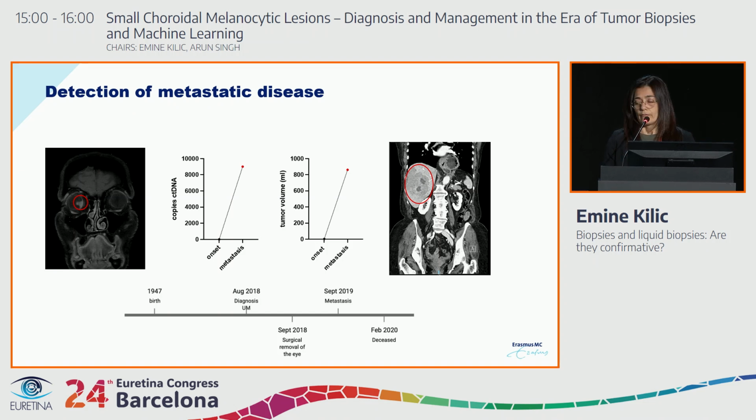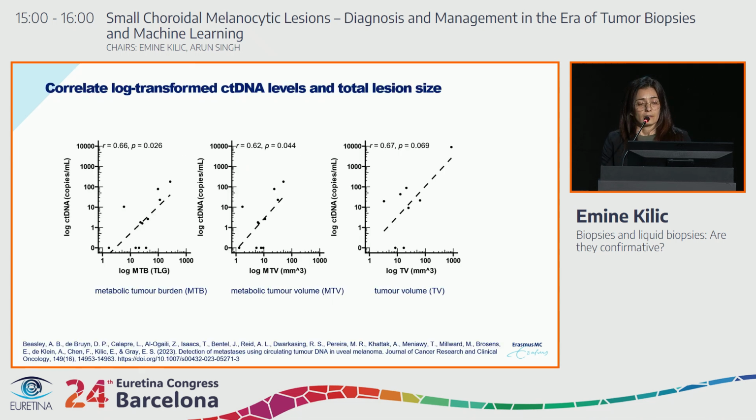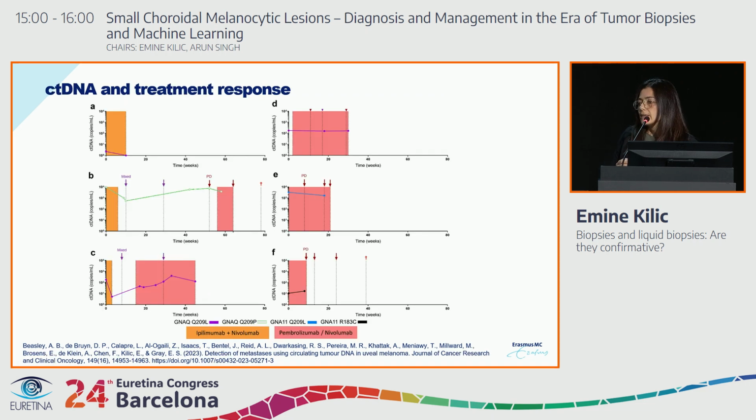And we then think, if you have only localized disease, then you have a low tumor load, and you do not really observe the ctDNA. And during metastasis, because the liver is generally full of metastasis, you have an increase in the tumor load, and that's why you can detect it. And if we correlate it to a log-transformed ctDNA, we saw that it's the metabolic burden of the tumor that indicates that we can identify the ctDNA. And then we might be able to use it for treatment response.